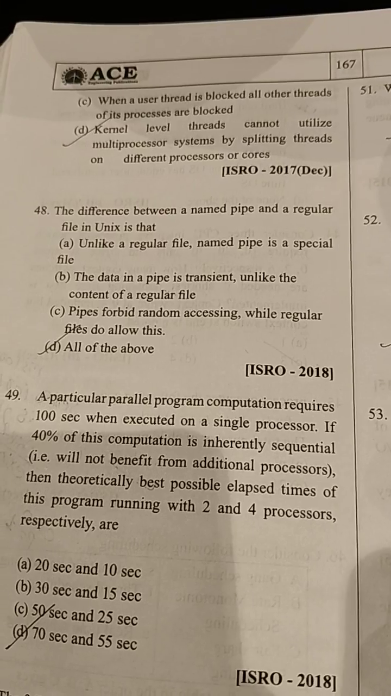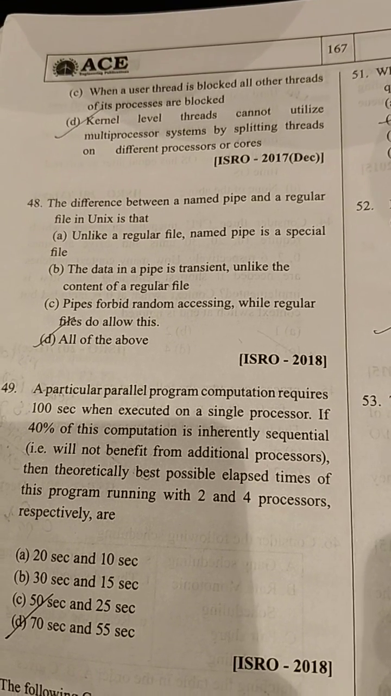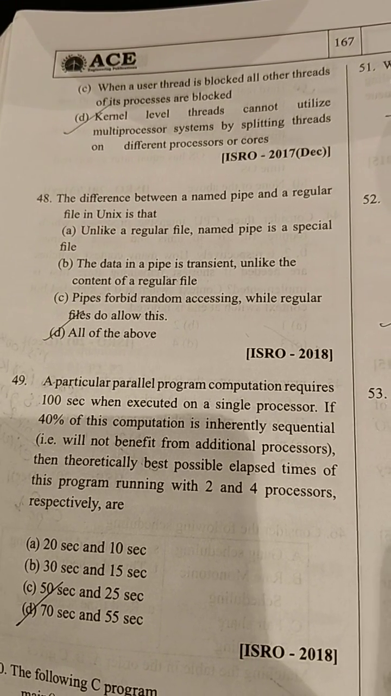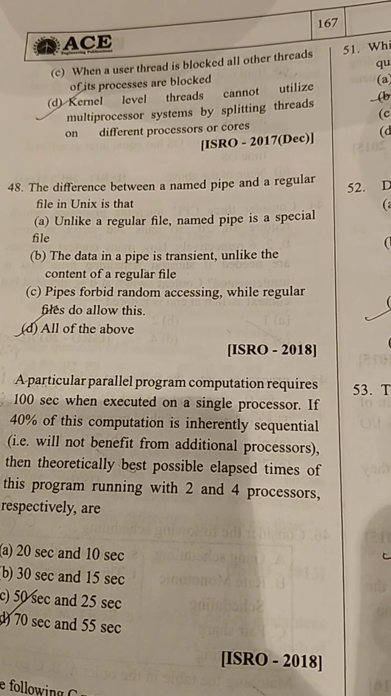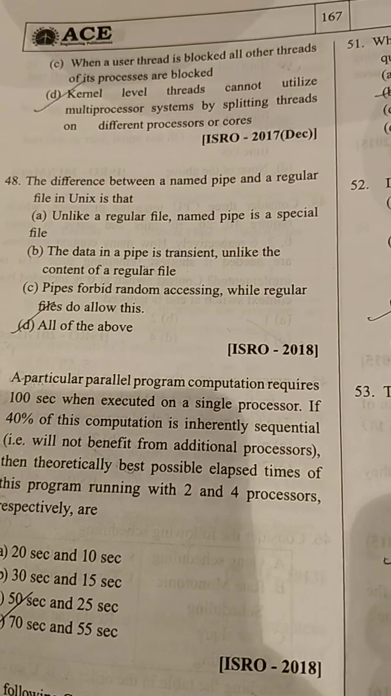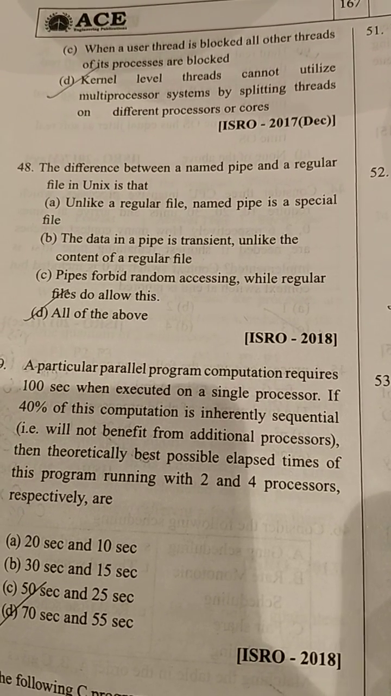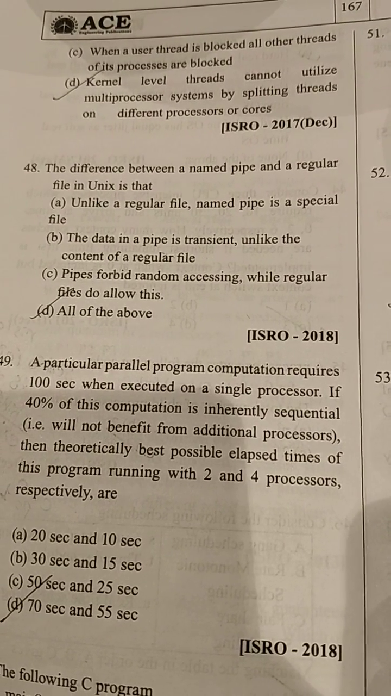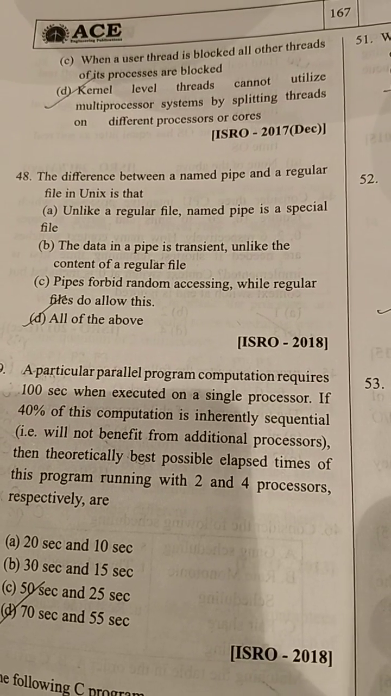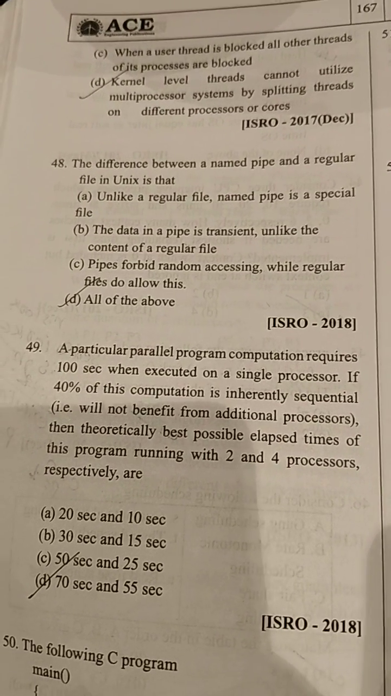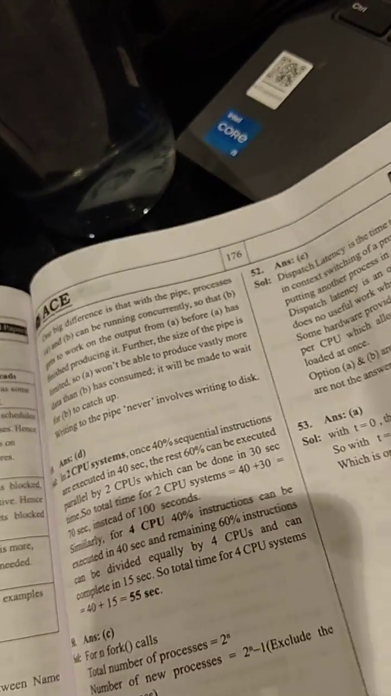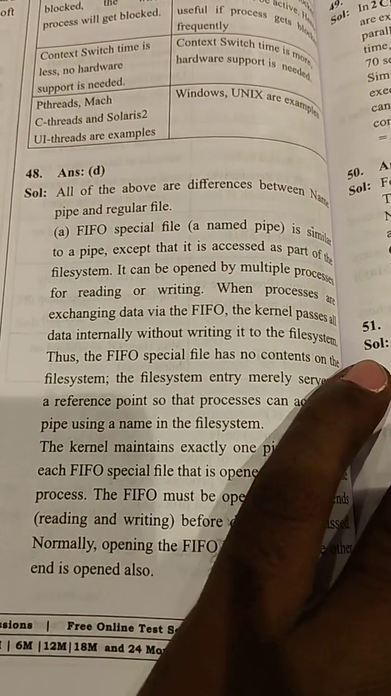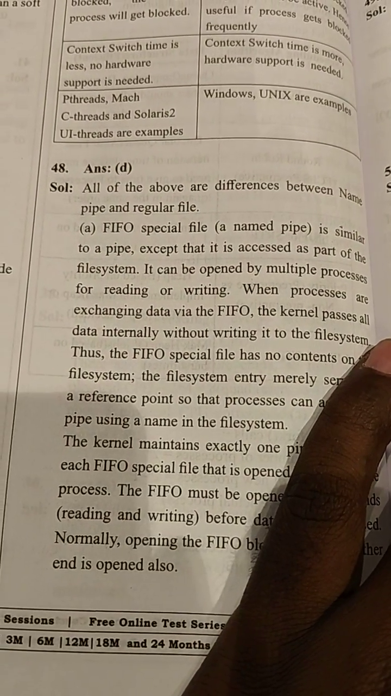What is the difference between a named pipe and a regular file in Unix? A named pipe is a special file. The data in a pipe is transient, unlike in a regular file. Pipes forbid random access, while regular files allow this. All of the above. 48. All of the above are differences between a named pipe and a regular file.